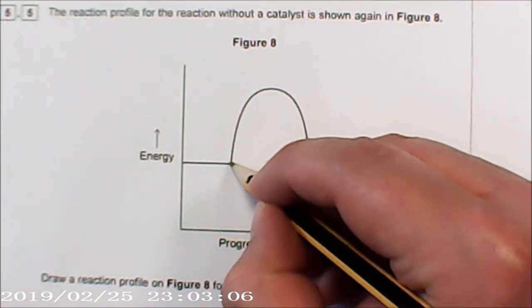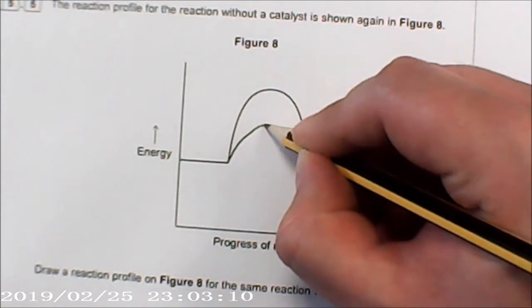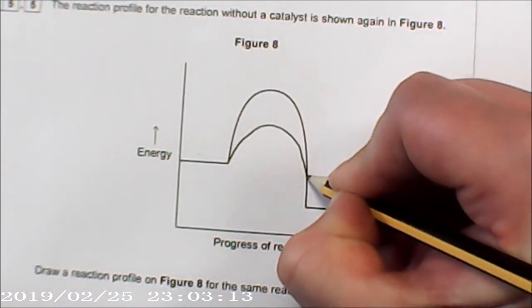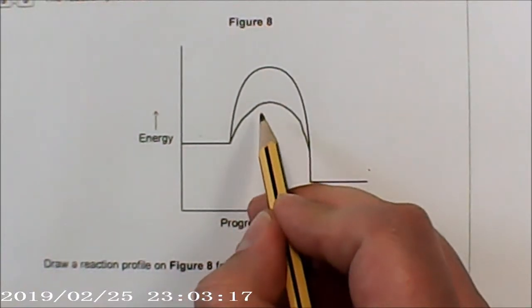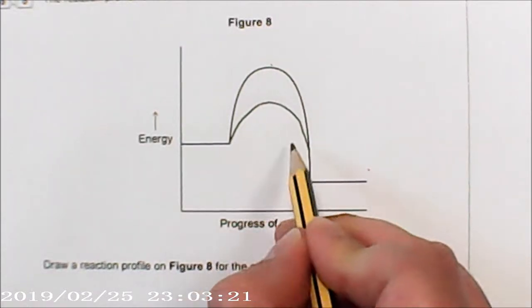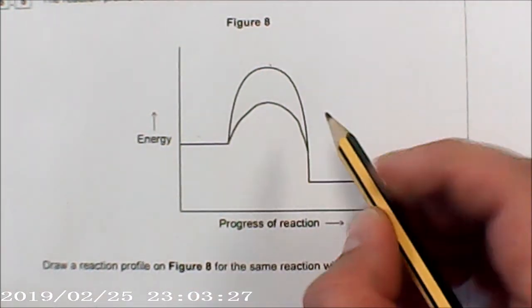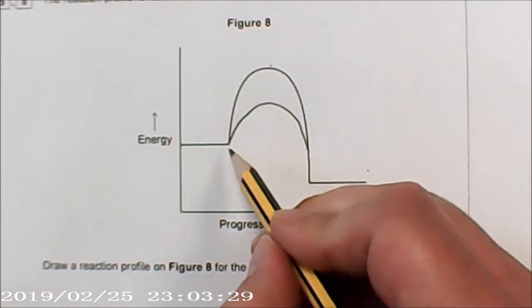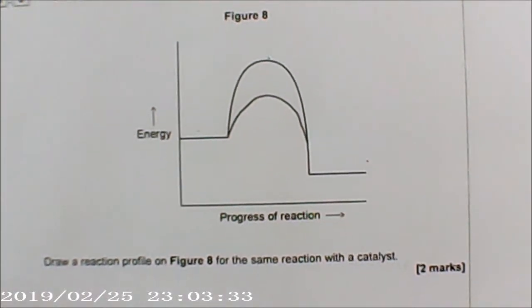Okay, so it's going to go from the same point, but I'm just going to do a curve that is below this curve. It does not matter where you've put this curve as long as it is below this one and obviously above the line. And that is worth 2 marks, because it wants you to know that the activation energy is less and that we show that with a lower curve. So that's 2 marks.